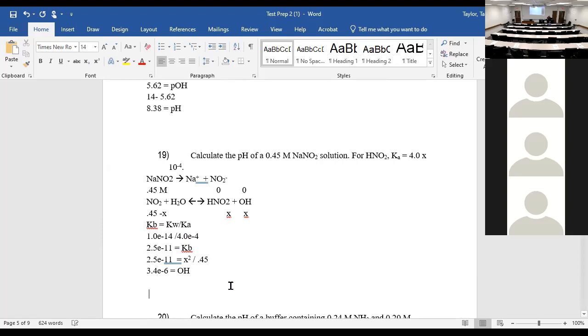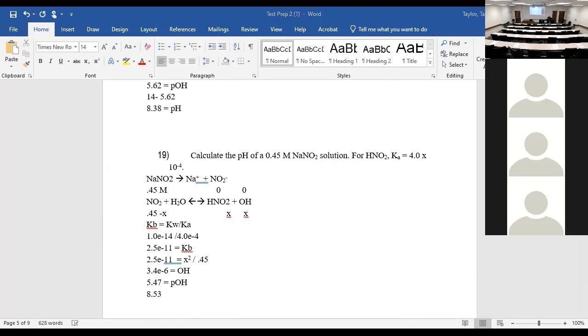And you get 5.47. Yeah, because you have 2 sig figs, so 2 decimal points. And that's equal to your pOH. And then you just subtract from 14. 14 minus 5.47 is equal to 8.53.